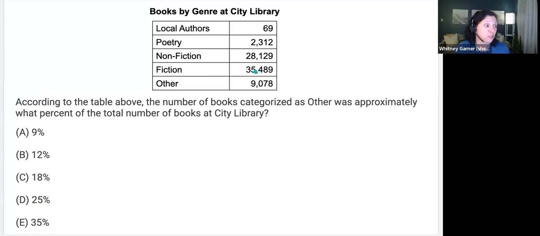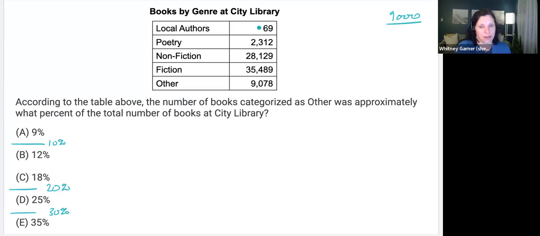My answer choices are also pretty spaced out in terms of percents, right? I've got 10% right here. I've got 2 between 10 and 20, but 15%, the halfway point, would split them, so that's okay. And then I've got 30% right here. So I could pretty easily split my answer choices with easy percentages. So I need 9,000 divided by the total, or I need to figure out how many total books there are.